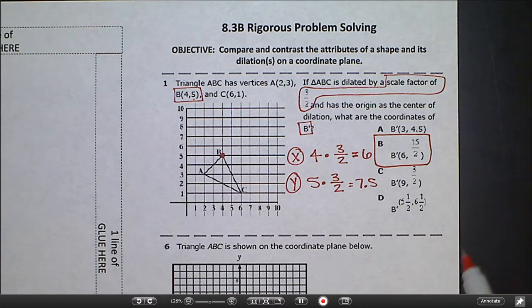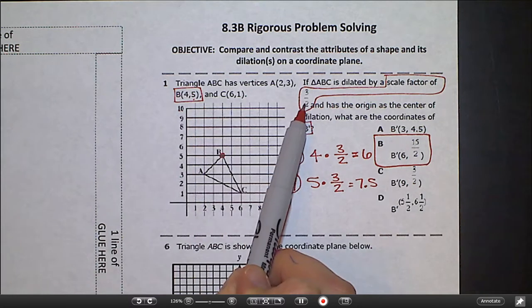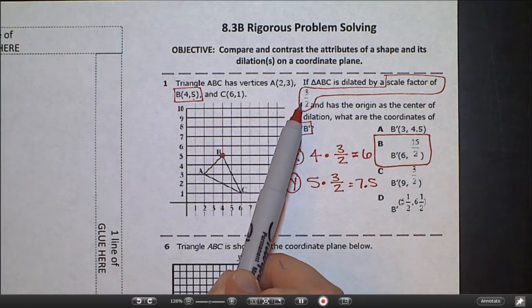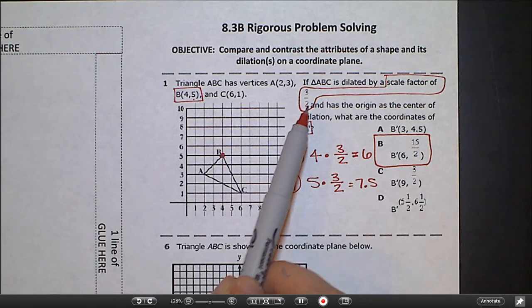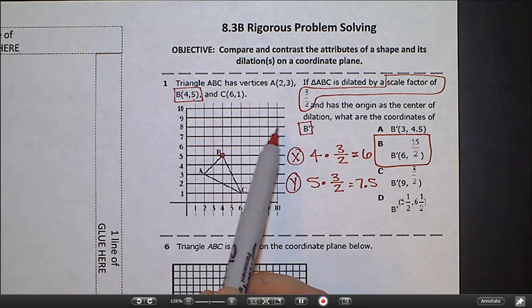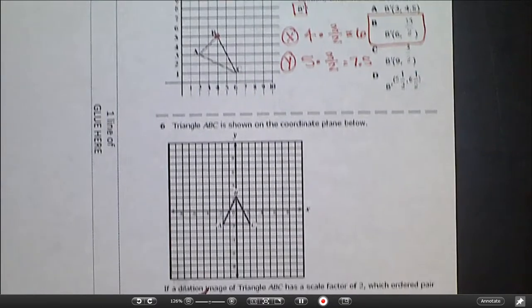So again, all I did here was look at B, since that's what the question's asking about, multiply the x value times the scale factor, and multiply the y value times the scale factor. So dilations on a coordinate plane are actually really simple. I think they're easier than any of the other transformations. Okay, let's look at number 6 together too.